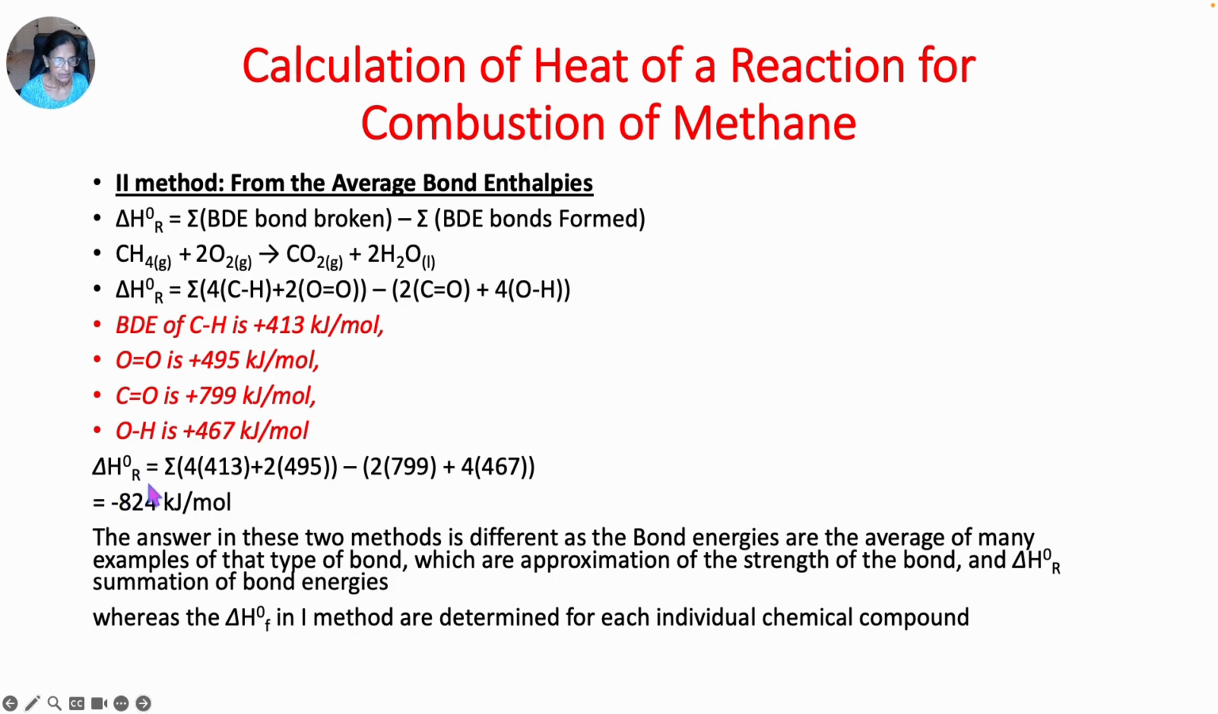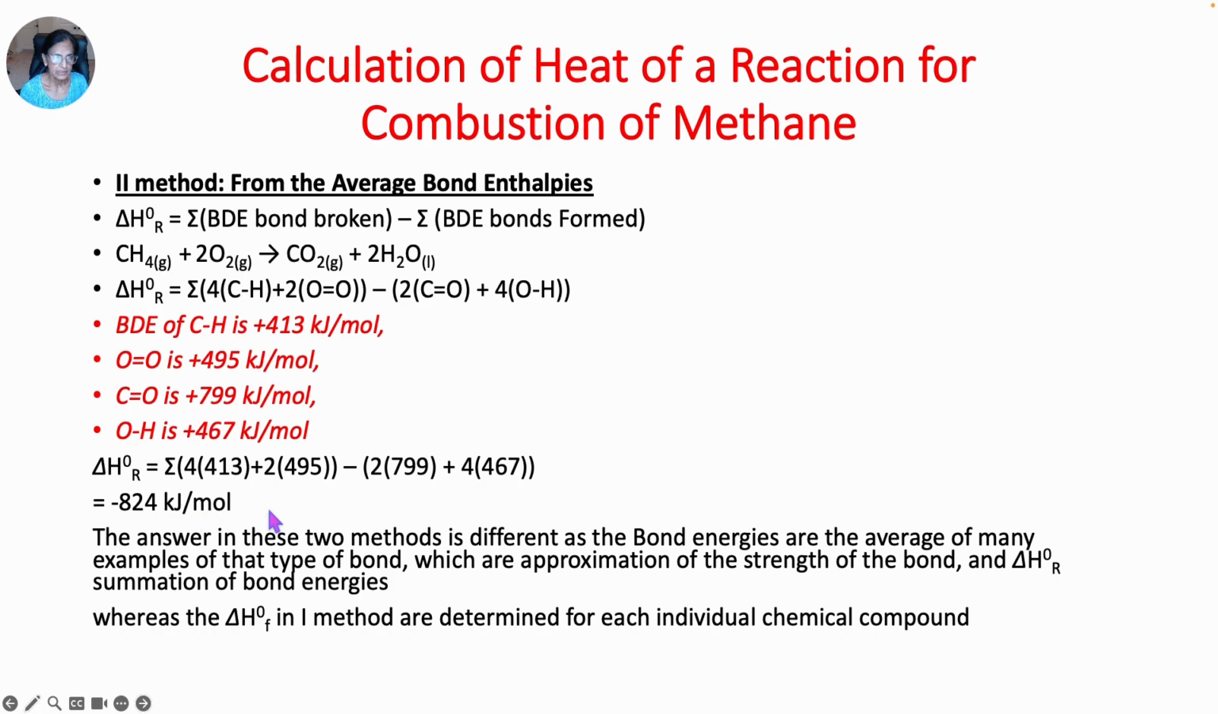Delta H0R is equal to the sum of 4 into CH, that is 4 into plus 413, plus 2 oxygen double bonds, that is 2 into plus 495, minus 2 C double bond O. C double bond O is 799, so 2 into 799, plus 4 OH bonds, 4 into 467. So if we calculate this, we will get a value of minus 824 kilojoules per mole.